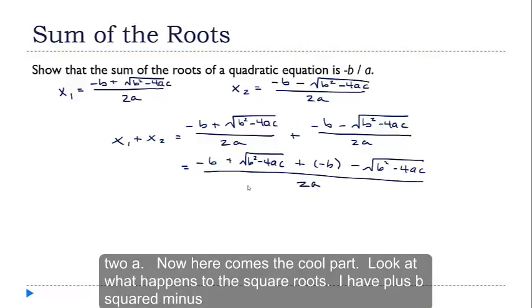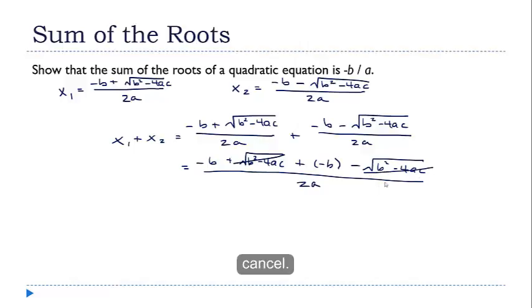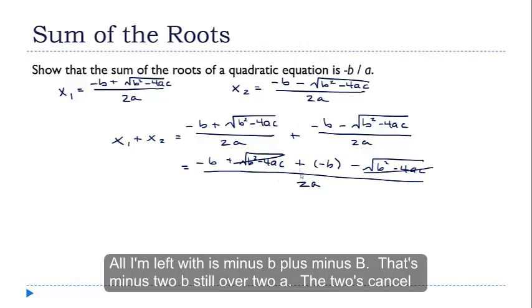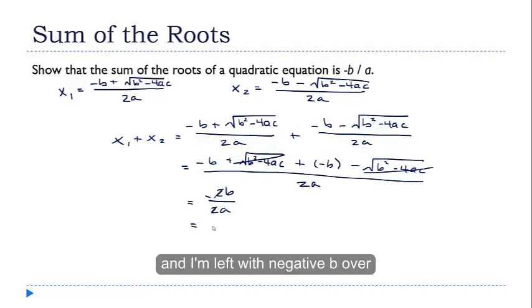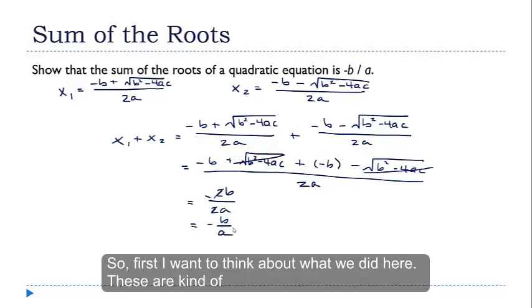All right, now here comes the cool part. Look at what happens to those square roots. I have plus the square root of b squared minus 4ac, minus the square root of b squared minus 4ac. These two cancel. All I'm left with is minus b plus minus b. That's minus 2b, still over 2a. The 2's cancel, and I'm left with negative b over a, which is exactly what I was asked to show, right?